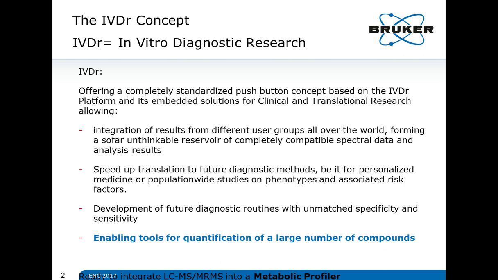Also, of course, having such a large data pool from different sources can help to really speed up the translation into future diagnostic methods. And that could be either for personalized medicine, which is a very important topic these days, as well as for big studies on a population basis to look, for example, into phenotypes and associated risk factors.